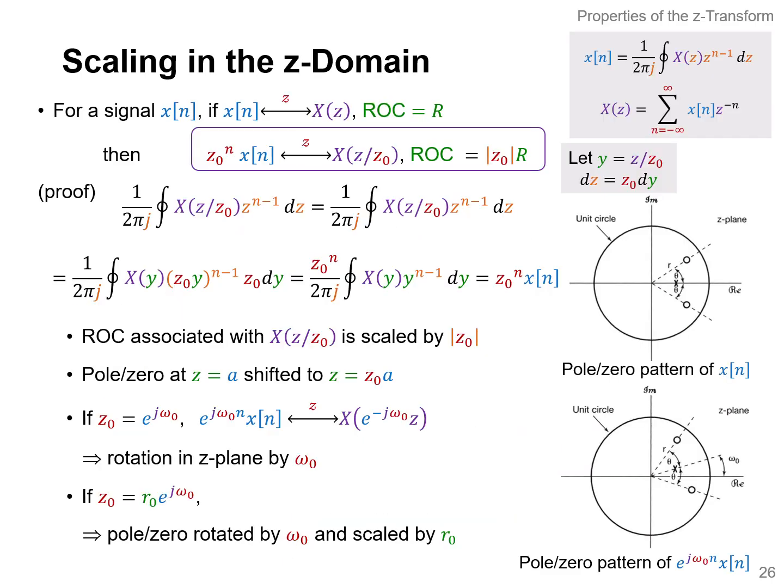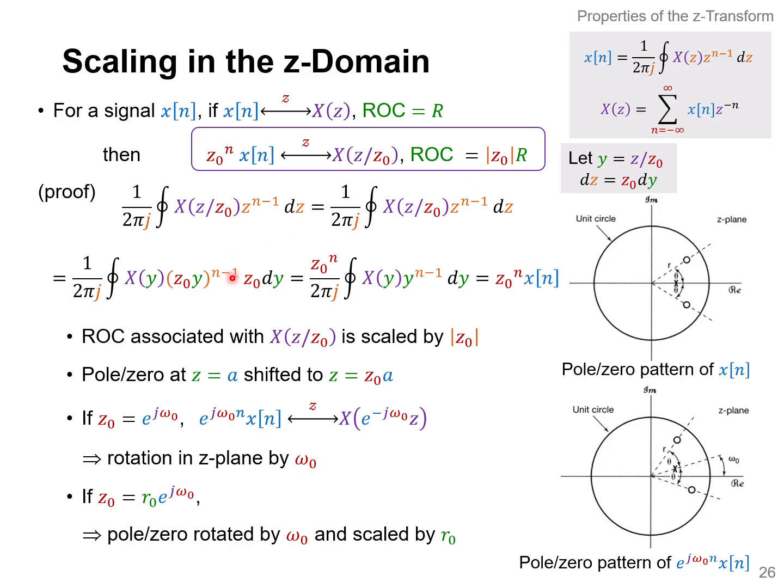Next, we look at how scaling affects a signal in the Z domain. Scaling means we multiply the signal x of n by z0 to the n. This changes its Z transform and its region of convergence. If x of n maps to X of z with ROC R, then multiplying by z0 to the n gives a new transform X of z over z0. The ROC becomes the magnitude of z0 times R.